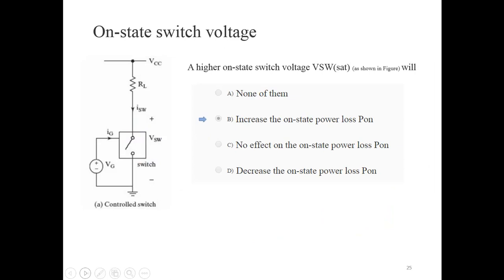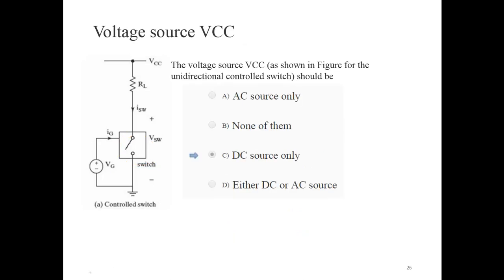Now, on-state voltage. The higher on-state voltage will increase the on-state power loss. Of course, it depends on the device, on the voltage across the switch. If this is 0.2, 1.3, 1.44, if your on-state voltage is high, the power losses will be high too. The power is equal to the voltage times the current. If the saturation voltage is large, for the same amount of current, the power will be high too.